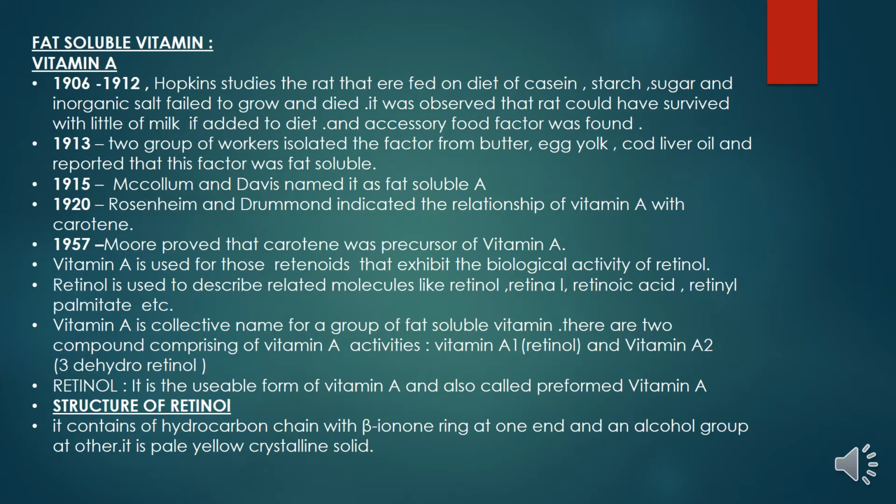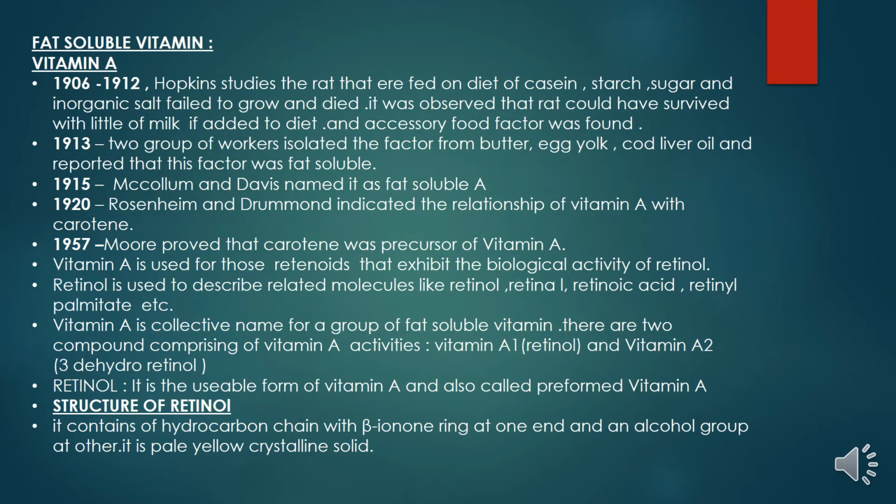In 1913, two groups of workers isolated the factor from butter, egg yolk and cod liver oil and reported that this factor was fat soluble. In 1915, McCollum and Davis named it fat soluble A. In 1920, Rosenheim and Drummond indicated the relationship of vitamin A with carotene. In 1957, Moore proved that carotene was the precursor of vitamin A.